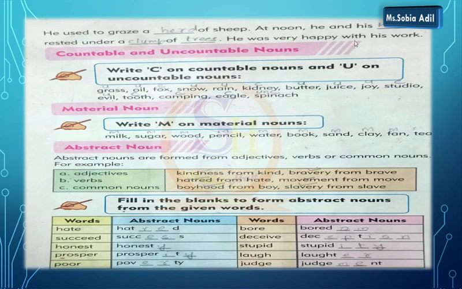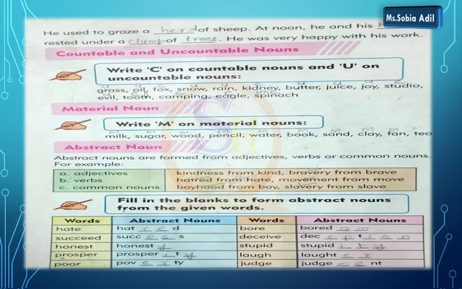He was very happy with his work. We have finished with it. Next one is countable and uncountable nouns. Write countable on countable nouns and uncountable on uncountable nouns. I told you countable nouns can be easily counted and uncountable nouns cannot be counted. Number one is grass. Obviously we cannot count it. Write U on it, uncountable.